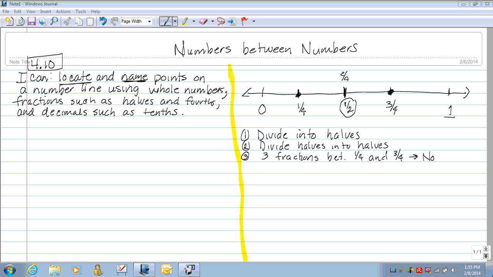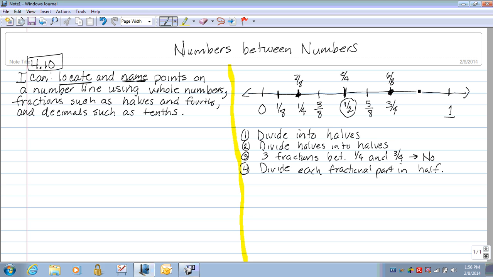To try and obtain 3 fractions between 1/4 and 3/4, the next step I'm going to do is to divide each fractional part in half again. So between 0 and 1/4, if I divided that, that would be 1/8. And then this part would be 2/8. And this would be 3/8. And 1/2 and 2/4 is the same value as 4/8. And then here would be 5/8. And this would be 6/8. And then we would have 7/8. And this would be 8/8, which is 1 whole.